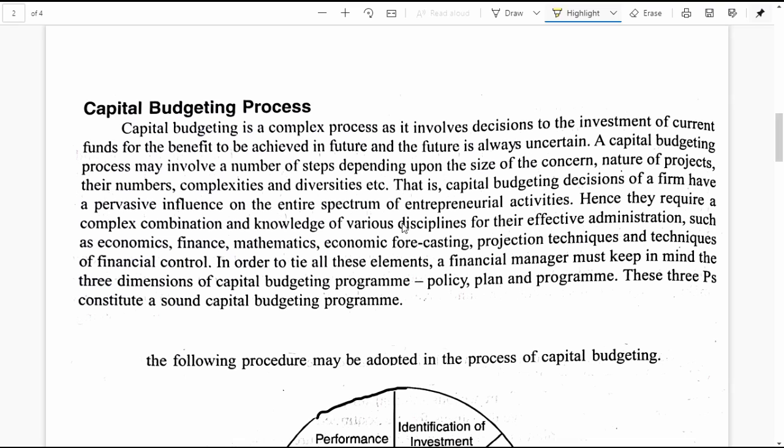The future is uncertain. And not only that, to make use of the capital budgeting technique, the people in charge of utilizing the technique to assess the profitability of various investment alternatives should have knowledge of disciplines such as economics, finance, tax, mathematics, economic forecasting, and quite a lot. So in order to integrate all these disciplines, the finance manager must keep in mind three dimensions which are shortly called the three P's in capital budgeting. They are nothing but policy, plan and program.